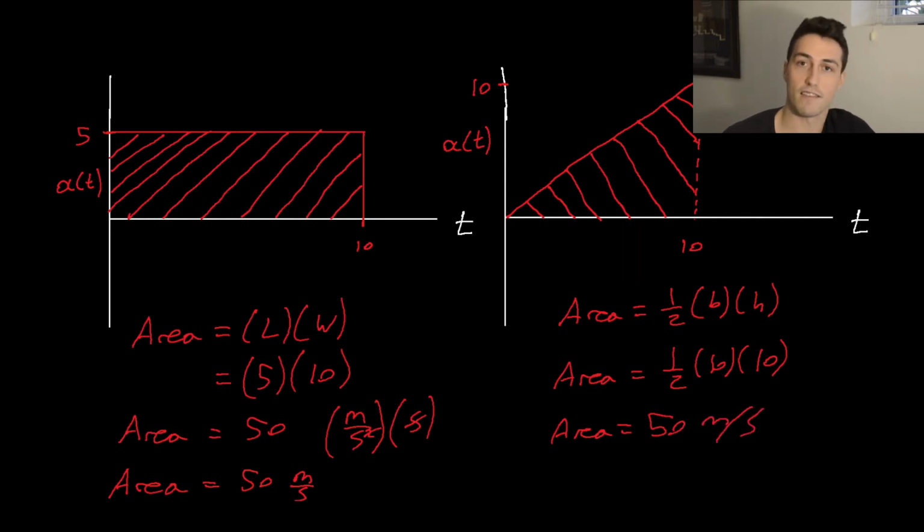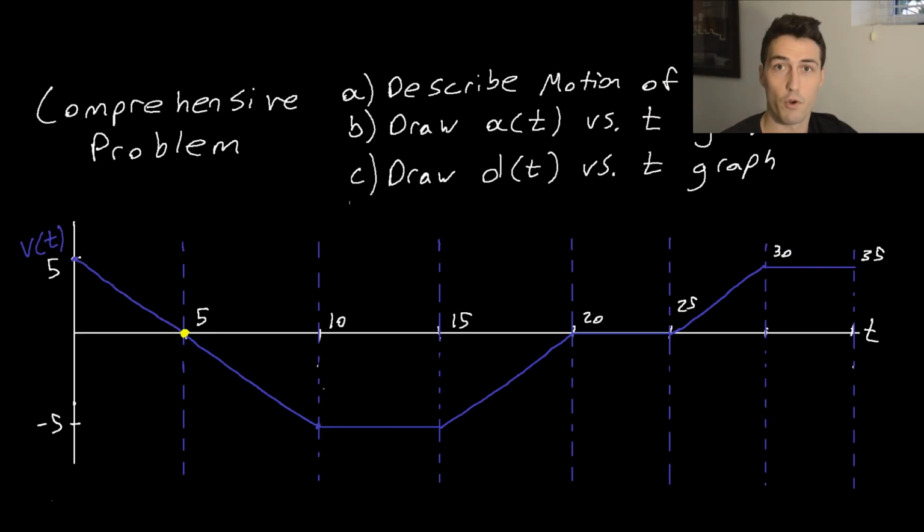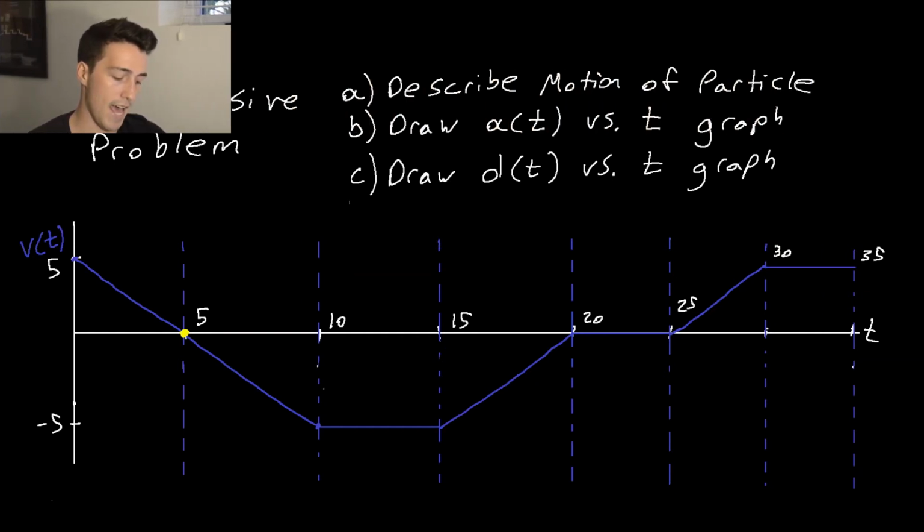Hopefully that all made sense, and those are all the tools that we need to now move on to a more comprehensive problem and tie all these theories together. So moving into our comprehensive problem, and this problem is going to have elements of everything we've learned so far in this video. So this comprehensive problem has a velocity versus time graph, which is graphed right here, and it asks, describe the motion of the particle. That's part A. Part B is draw an acceleration time graph, and part C is draw displacement versus time graph.